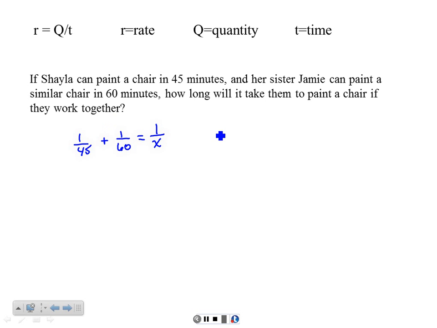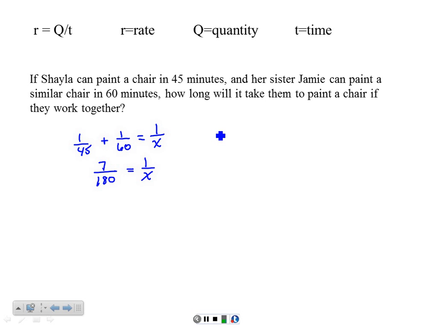Okay, so at this point you can use our technique of multiplying through by the common denominator, or you can just use your calculator and put those fractions together and then solve that way. It's completely and totally up to you. I think I'm just going to add 1 over 45 plus 1 over 60. And we're going to get 7 over 180 is equal to 1 over x.